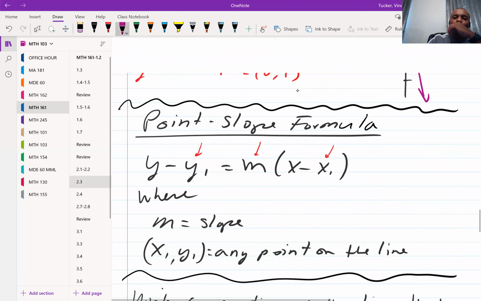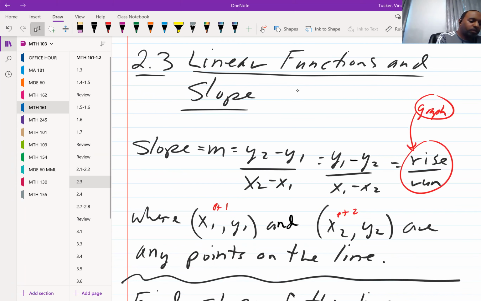So 2.3, linear functions and slopes. So we're going to introduce slopes. Your slope is going to be represented by m. And that's going to be calculated by y2 minus y1 over x2 minus x1, or y1 minus y2 over x1 minus x2. So we can do it either way. Just remember, you have to be consistent in what you're doing.